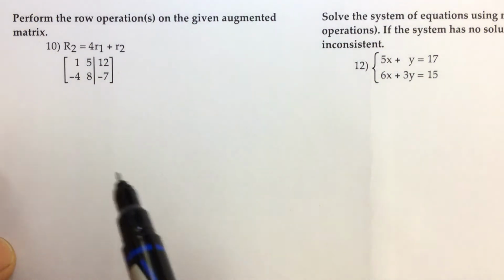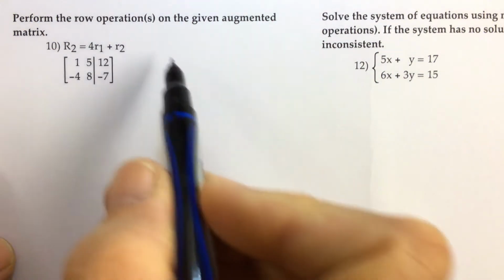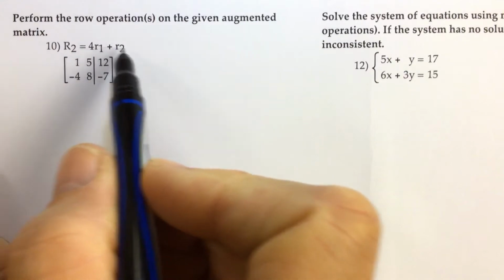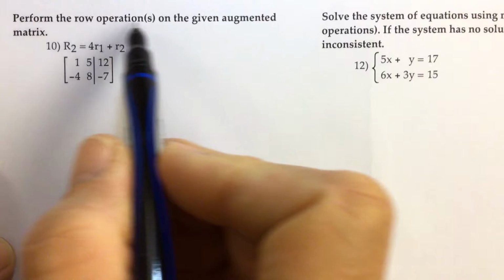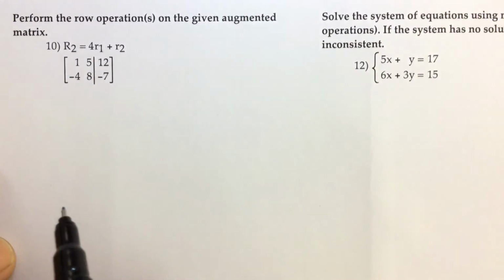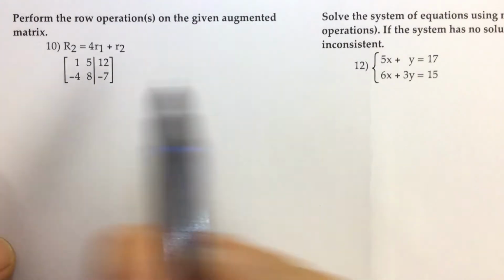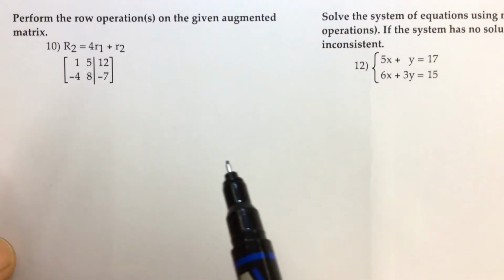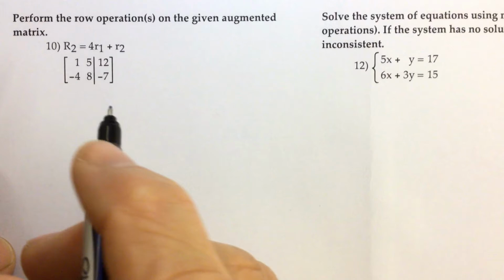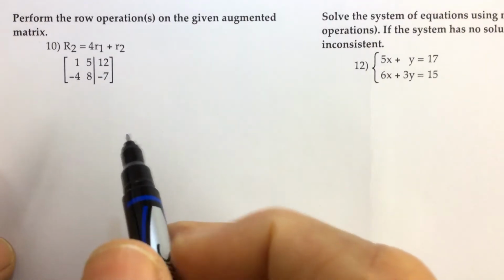So in matrix operations, we have this notation R2, R1, R2. I just want to explain this here. We're going to perform the row operations. That's one of the objectives, that you can perform row operations, and it's no different than what you've already done in the past with solving systems of linear equations. Anyway, it's just a matter of getting used to this notation.